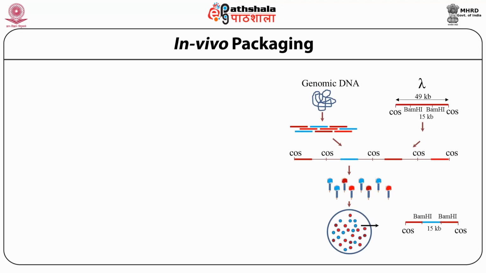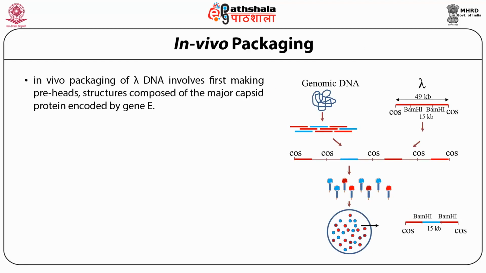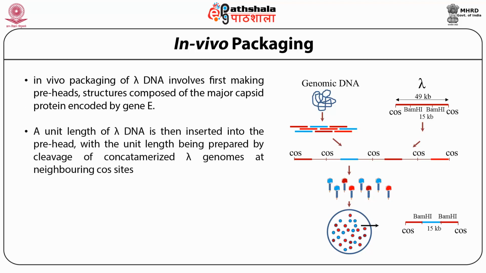In vivo packaging of lambda DNA. In vivo packaging of lambda DNA involves first making pre-heads, structures composed of the major capsid protein encoded by gene E. A unit length of lambda DNA is then inserted into the pre-head, with the unit length being prepared by cleavage of the concatameric lambda genome at neighboring cos sites.